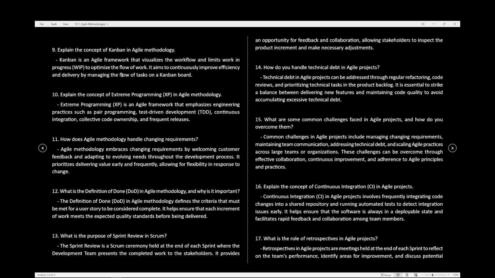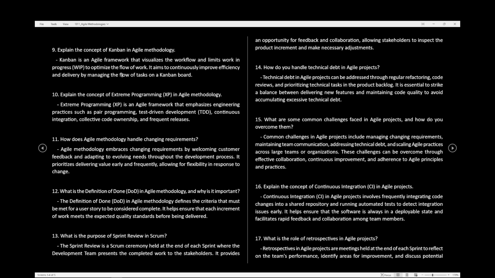What are some common challenges faced in Agile projects, and how do you overcome them? Common challenges in agile projects include managing changing requirements, maintaining team communication, addressing technical debt, and scaling agile practices across large teams or organizations. These challenges can be overcome through effective collaboration, continuous improvement, and adherence to agile principles and practices.